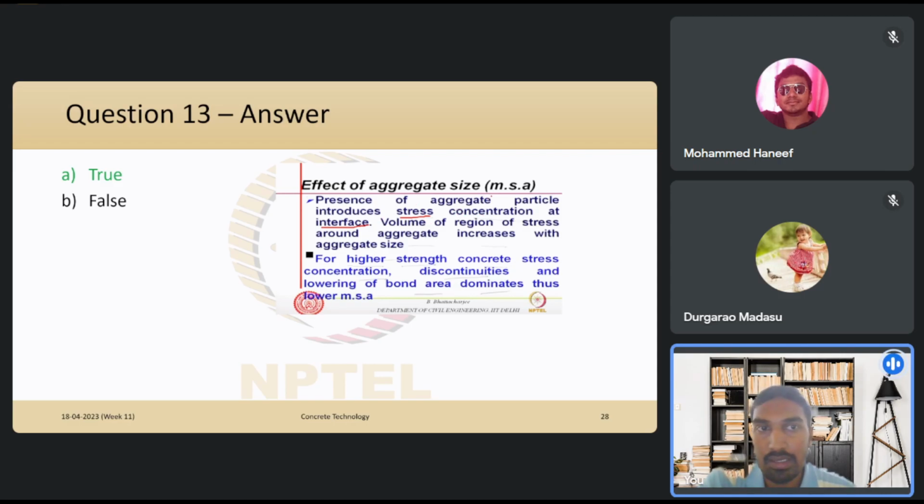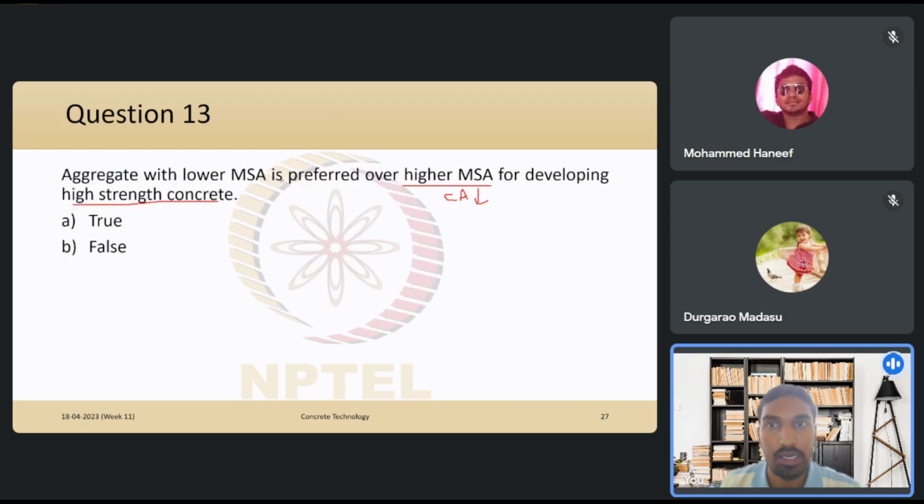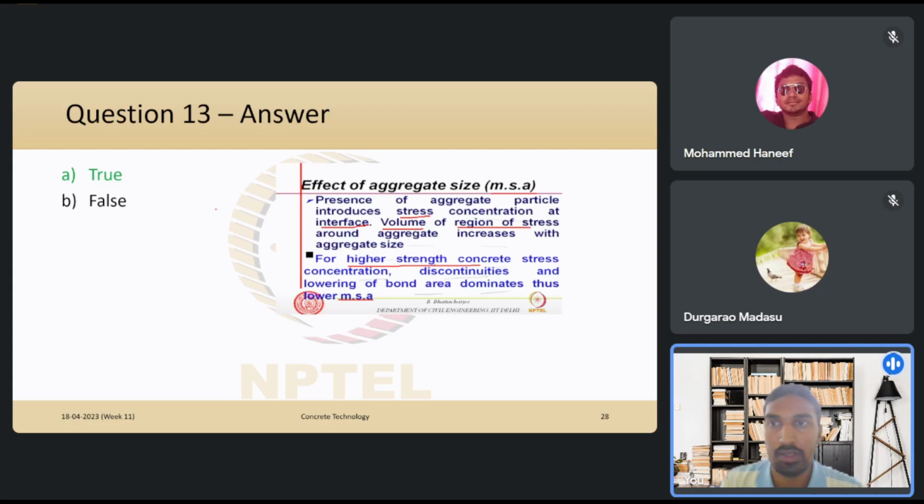So when you have a larger size particle, when you have higher MSA, the region where this stress concentration is occurring will be in a larger volume, because you have a larger aggregate size. It will occupy a larger volume, and in the region around that larger aggregate there will be higher stress concentration, and therefore it will reduce the strength. So whenever we are going for high strength concrete, because we want to lower the stress concentration, we will try to reduce the maximum aggregate size that we are using. Right? So that is the reason why the given statement is true, that we prefer lower MSA over higher MSA when we are developing high strength concrete. Okay, so the right option is A.